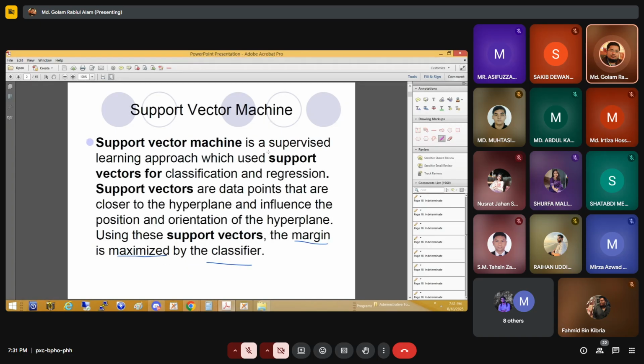Before going to discuss the support vector machine, we need to understand a few terminologies, and we need to understand those terminologies very clearly. As in the definition, we can see the support vector machine is a supervised learning approach. That means in our data set, we have to have the class labels, or you can say the annotated data.